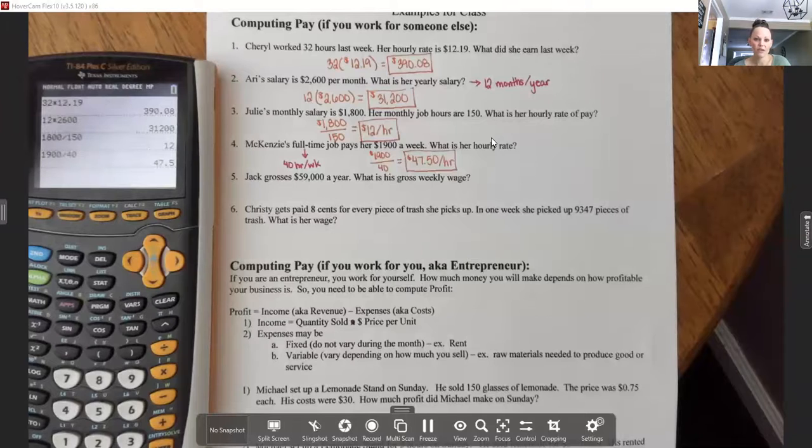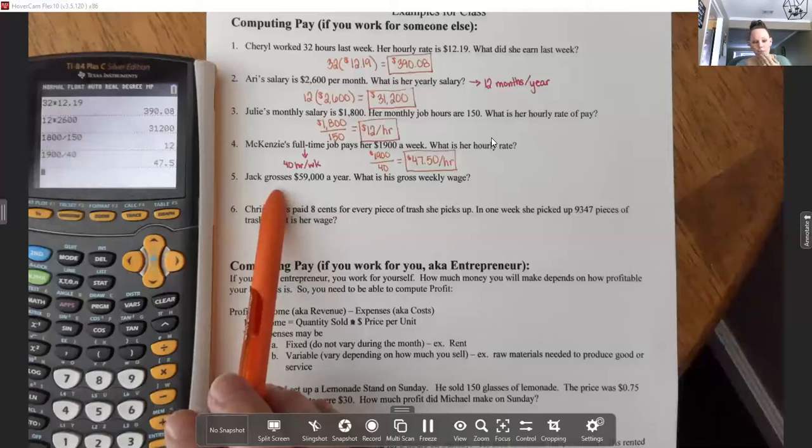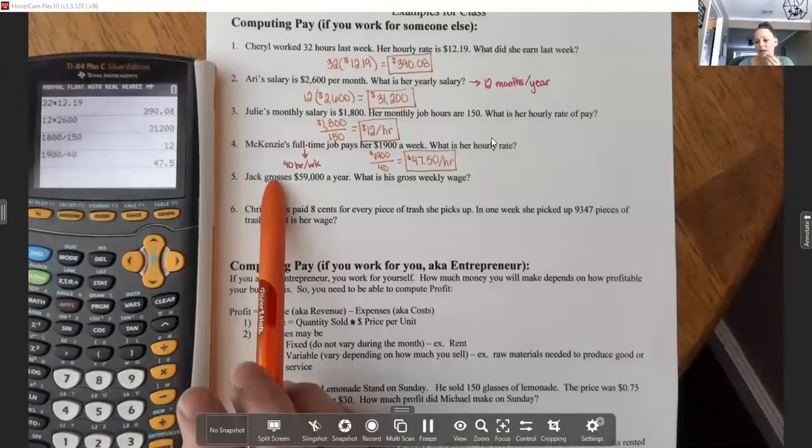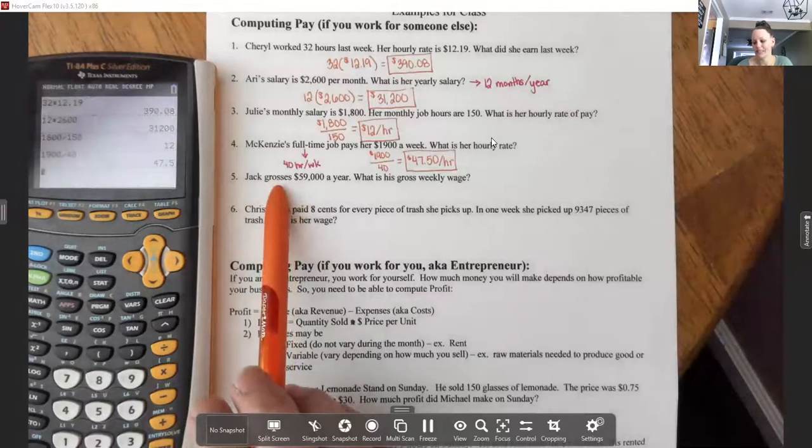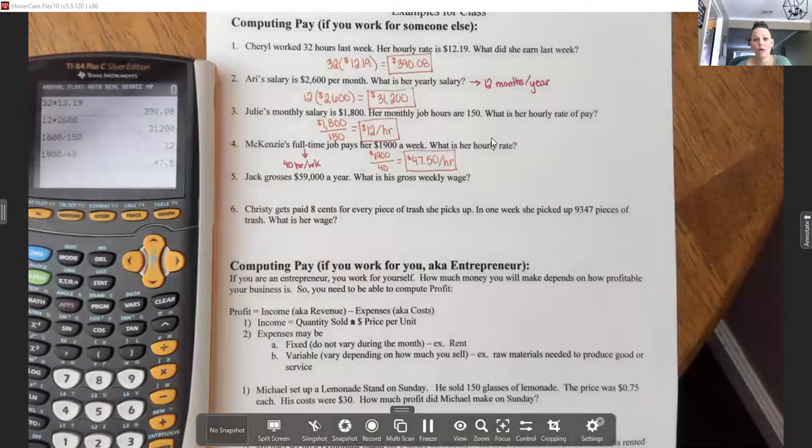Number 5 here says Jack grosses $59,000 a year. So the word grosses, or gross income, gross wage, just means pre-taxes. We'll get into that in chapter 2 a little bit more. It's just an intro on that vocabulary here. So that just means that's how much he makes before they take anything out. We want to know what is his gross weekly wage.